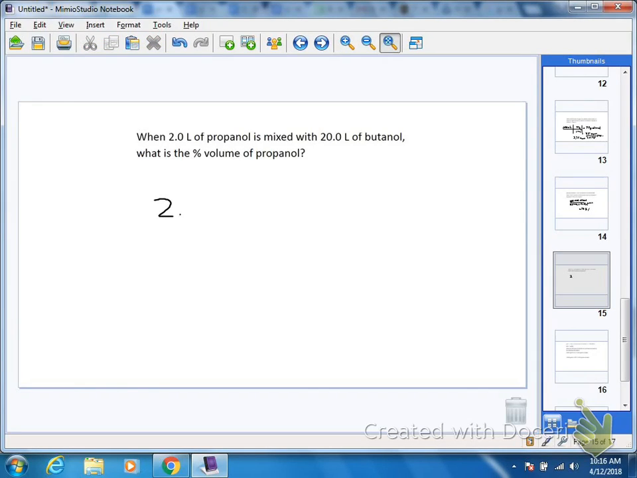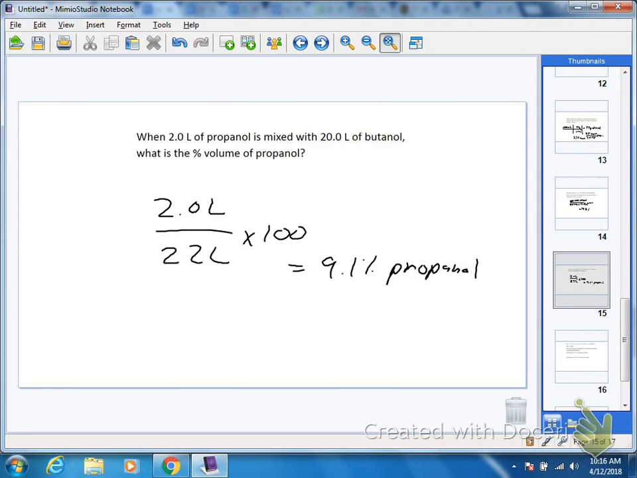Okay, so this would be what? 2 liters divided by what? 22? Yeah. Okay, total volume. And so you get 9%, or 9.1%, propanol. Okay, really easy stuff.